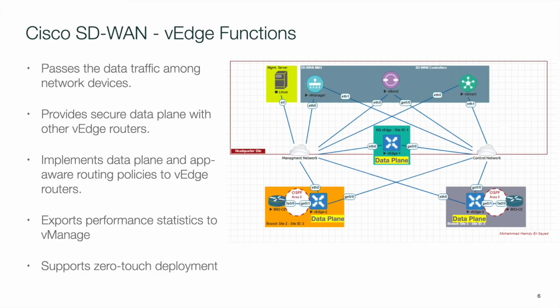vEdge functions. vEdge passes the data traffic among network devices. It provides a secure data plane with other vEdge routers, implements data plane and application-aware routing policies, exports performance statistics to vManage, and supports zero-touch deployment.